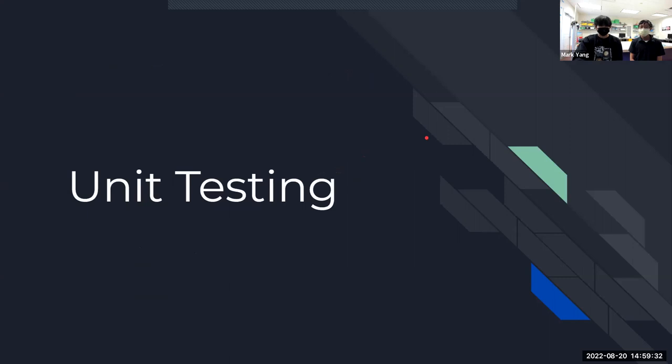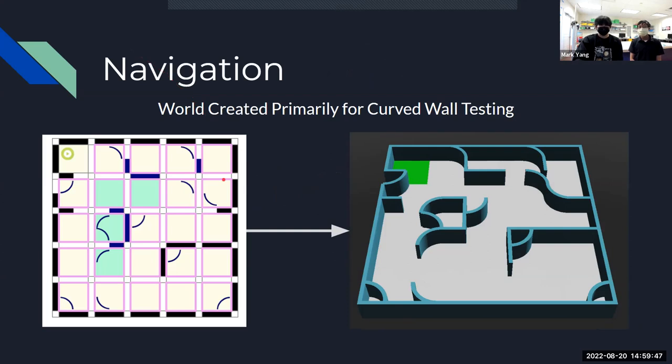So next is unit testing. Unit testing is basically when you test a specific section of the robot that has an issue that you want to look for or try to solve. For example, navigation. We struggled a lot with curved walls and half walls, so we created a world primarily for curved wall testing. You'll see that there are little other extraneous variables. There would be no victims here, just curved walls, and curved walls to the extent that you can find every single edge case or unpredicted problem that might occur with the navigation in this world.